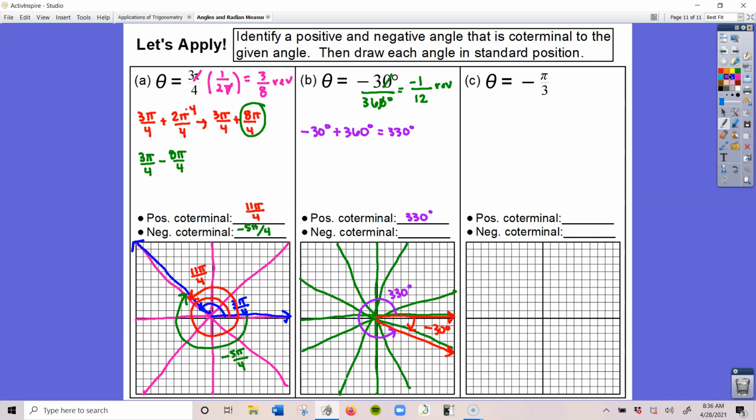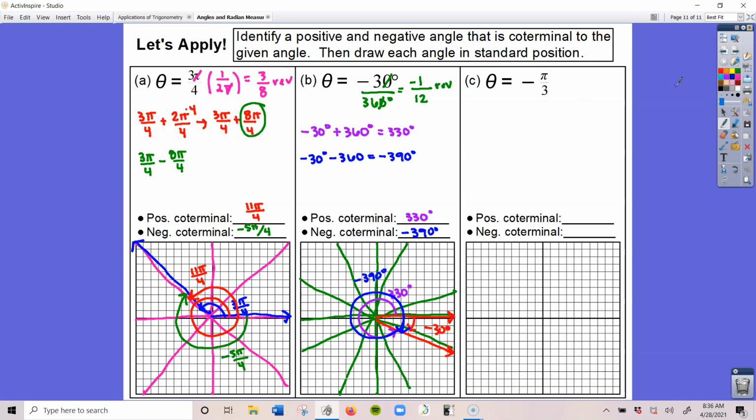Now we're going to find a negative coterminal angle. So that means I take the negative 30 and I subtract the 360, which gives me negative 390 degrees. So this is a negative angle, so that means that I took my negative 30 degrees, and then I went around another revolution, so I come back to where I started. So this is the negative 390 degrees.